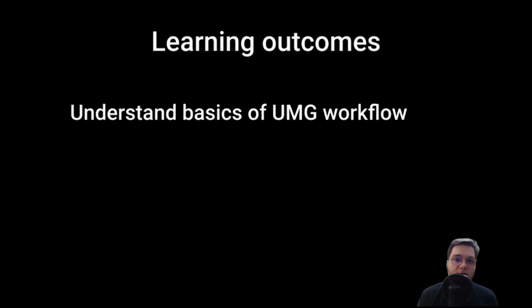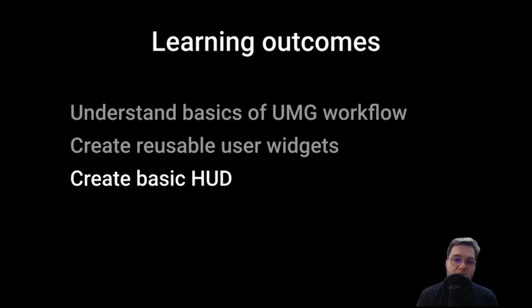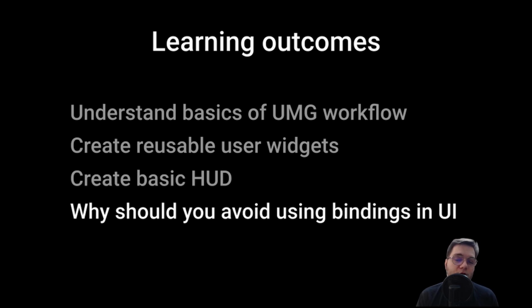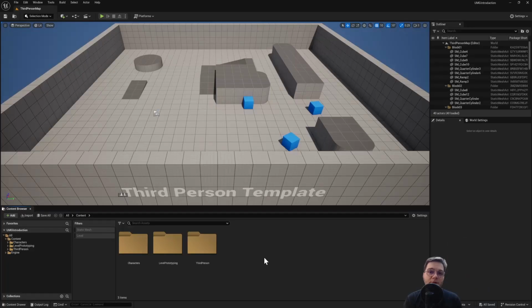So let's begin. By the end of this tutorial, you will understand the basic UMG workflow. You will know how to create reusable widget components with exposed parameters and settings. You will know how to create user HUD. And also you will know why you should avoid using bindings in widgets and how to initialize your widgets with data properly using events. For this tutorial, I'm going to use Unreal Engine 5.4 and the basic third-person template.